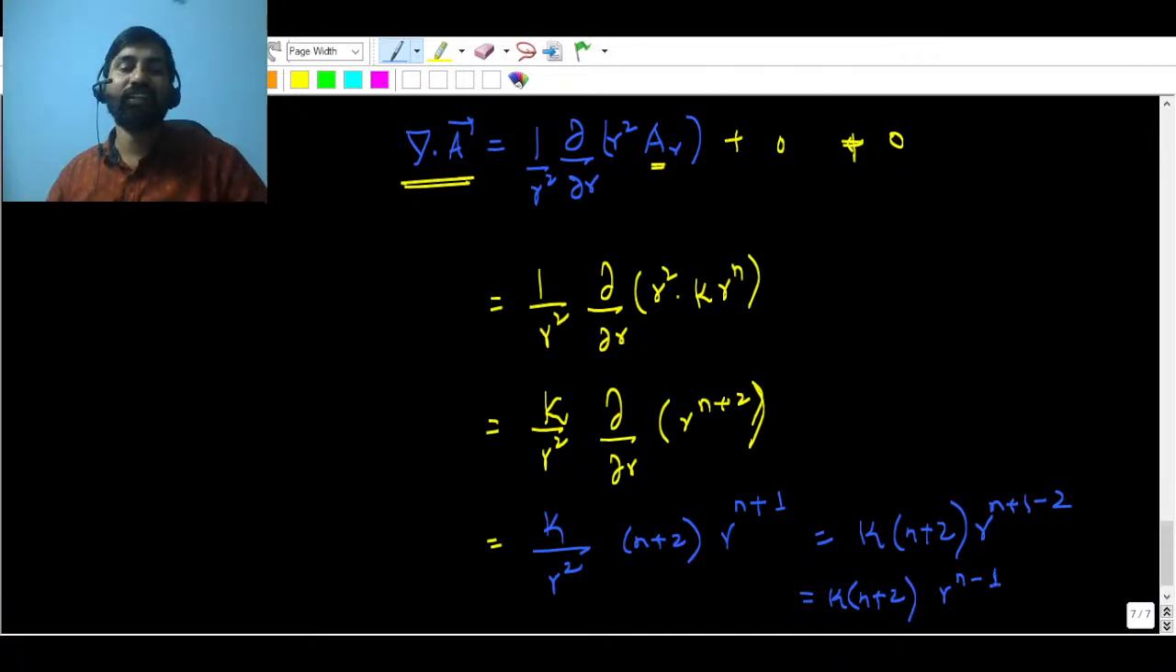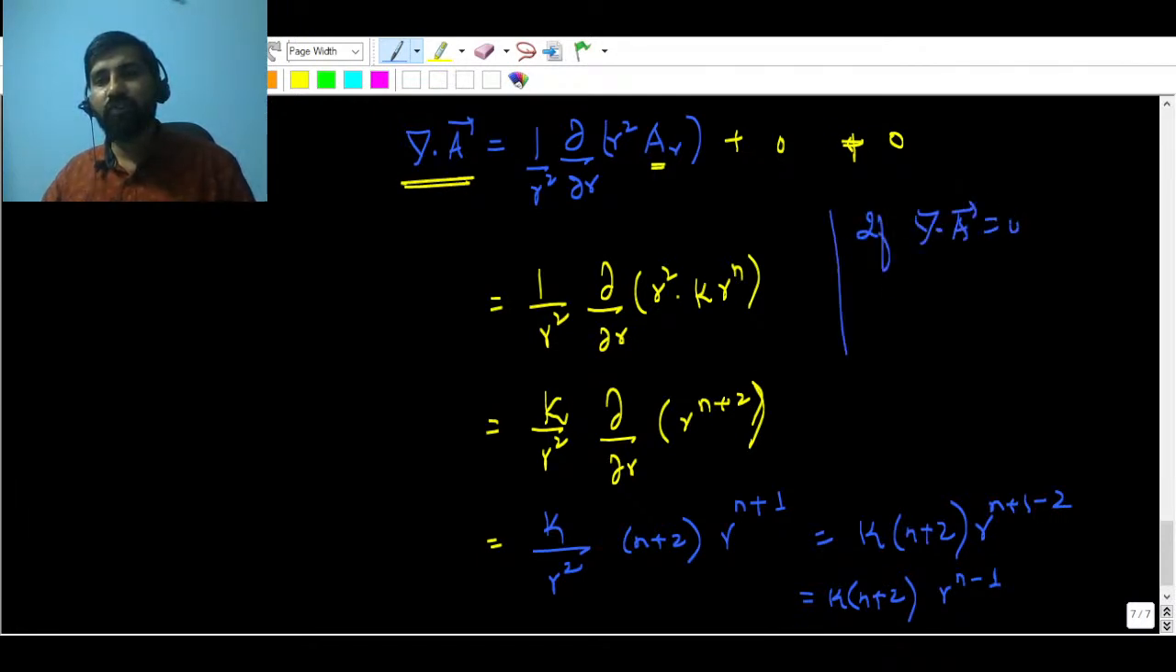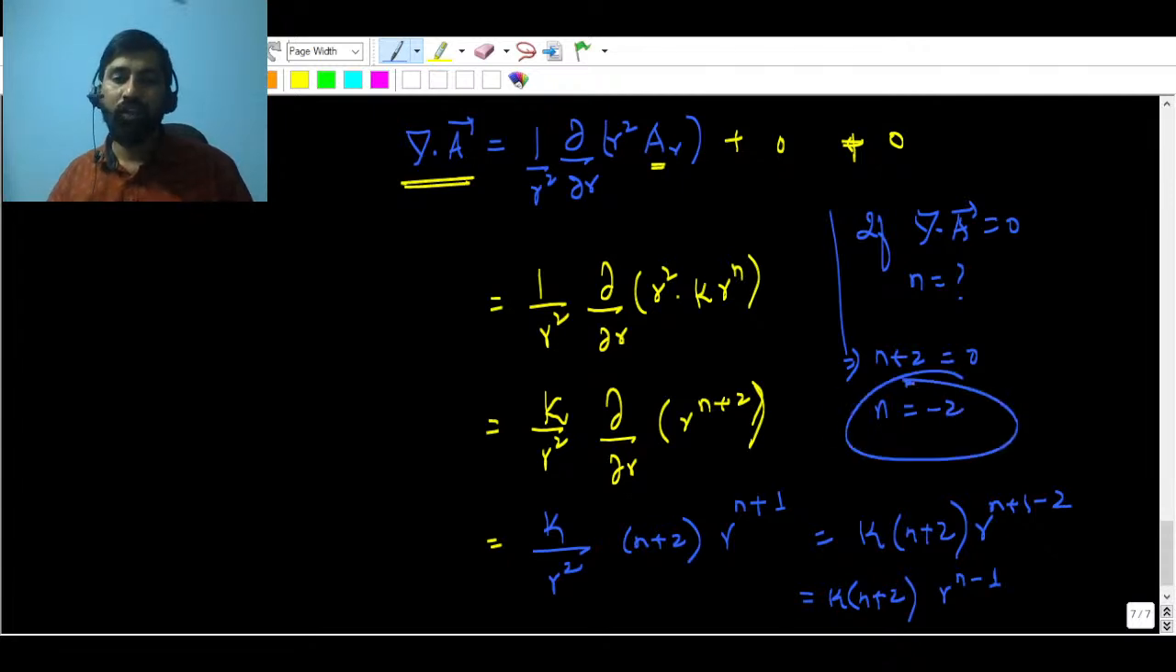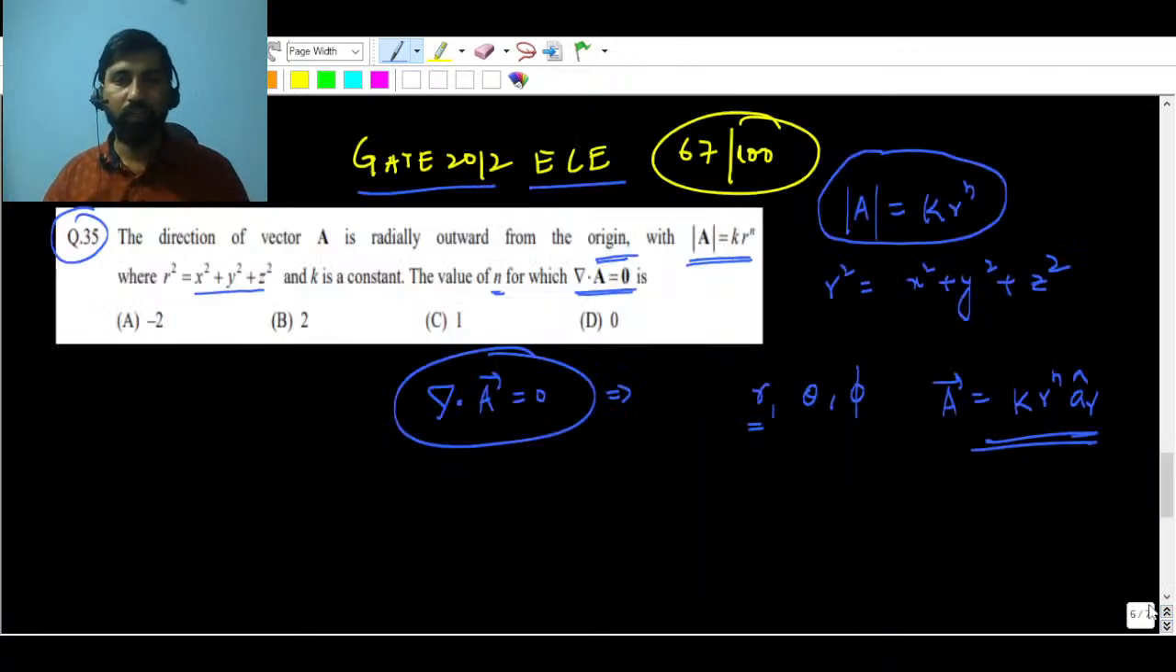Now what they are asking is, if the divergence of A is going to be 0, what is the value of n? So here you can see, for this divergence to be 0, n plus 2 should be equal to 0, right? Because R cannot be 0. R is given as the square root of x square plus y square plus z square. So n plus 2 equal to 0 means that n will be equal to minus 2. This question was very easy, right? The answer will be minus 2.